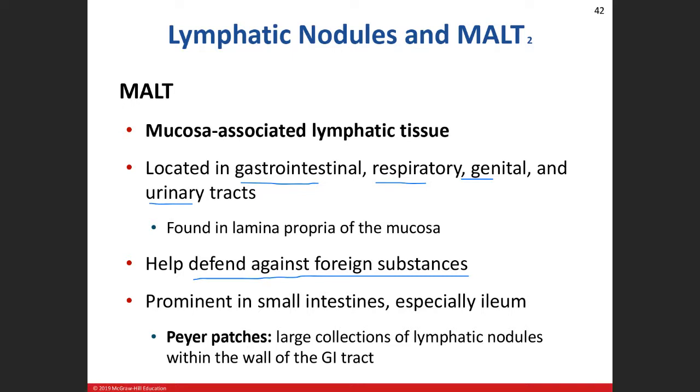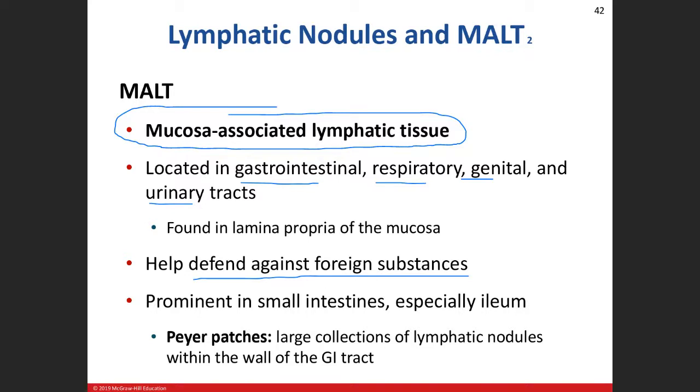So again, your immune system is really quite amazing, and also the lymphatic system, which plays a role as part of the immune system. But keep in mind, when we talk about the MALTs, that is the mucosal associated lymphatic tissue there.